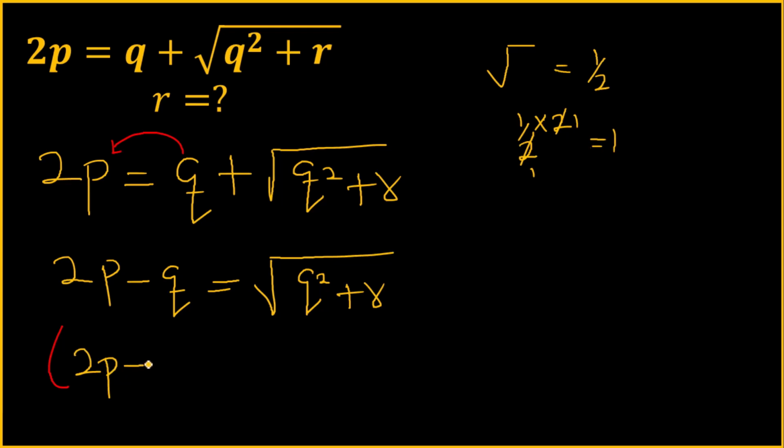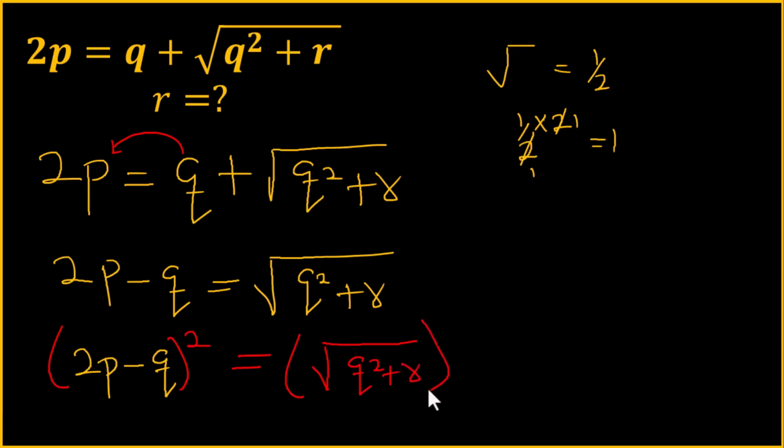Now we have 2p minus q all squared equals the square root of q squared plus r all squared. So this is a binomial, and we are to expand this. We have numerous ways of expanding this binomial.